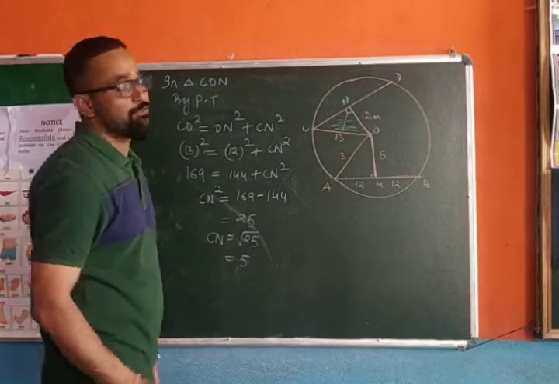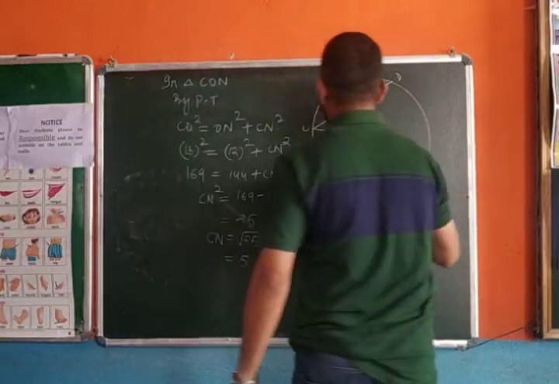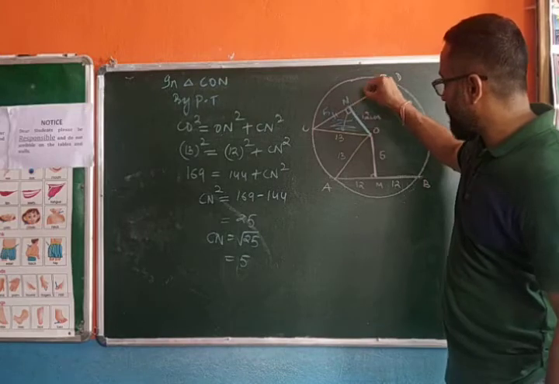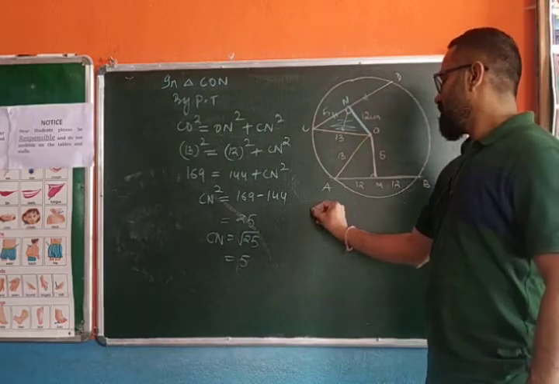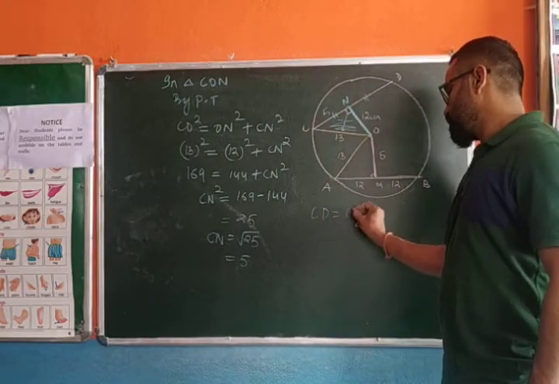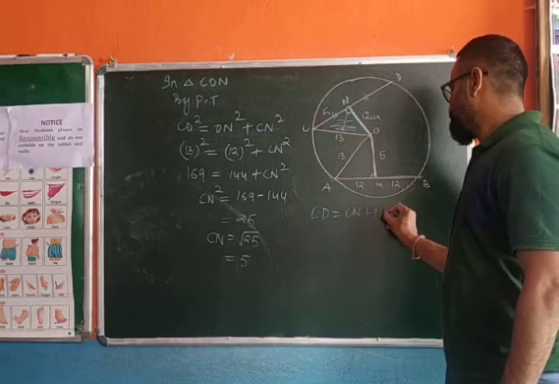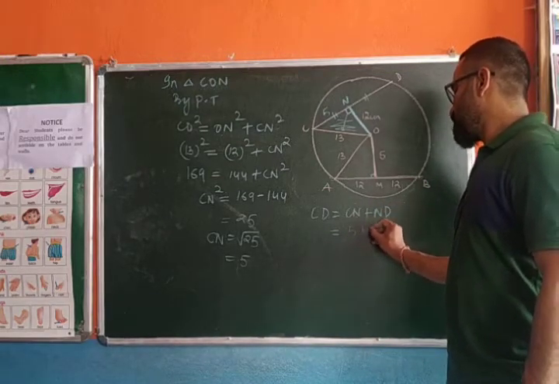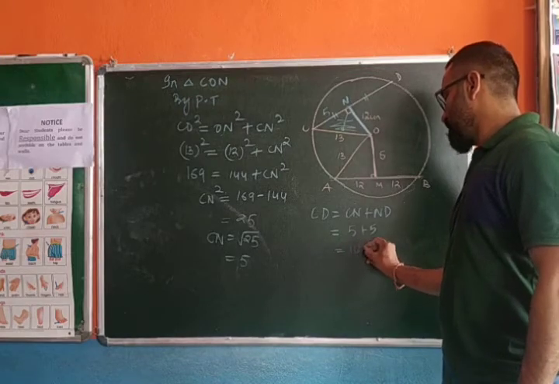We know the length of CN. And a perpendicular drawn from the center divides the chord in equal parts. So CD is equal to CN plus ND. Add it up: 5 plus 5, which is equal to 10 centimeter.